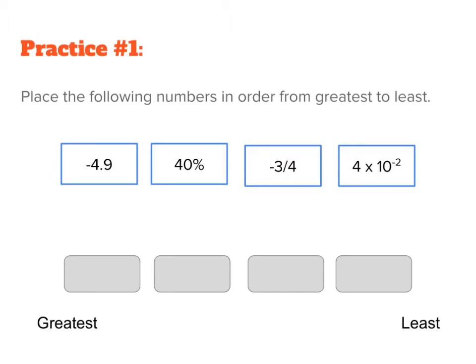Here we are at practice number 1. It says place the following numbers in order from greatest to least. So you've got 4 numbers to work with there. I want you to go ahead and pause the video, try this one on your own. Remember to convert them all into decimals, then press play again to see if you are right. How did you do? Did you get them in order from greatest to least? Make sure that your paper looks like mine. Make sure that you've written them in original form, and let's move on to example C.